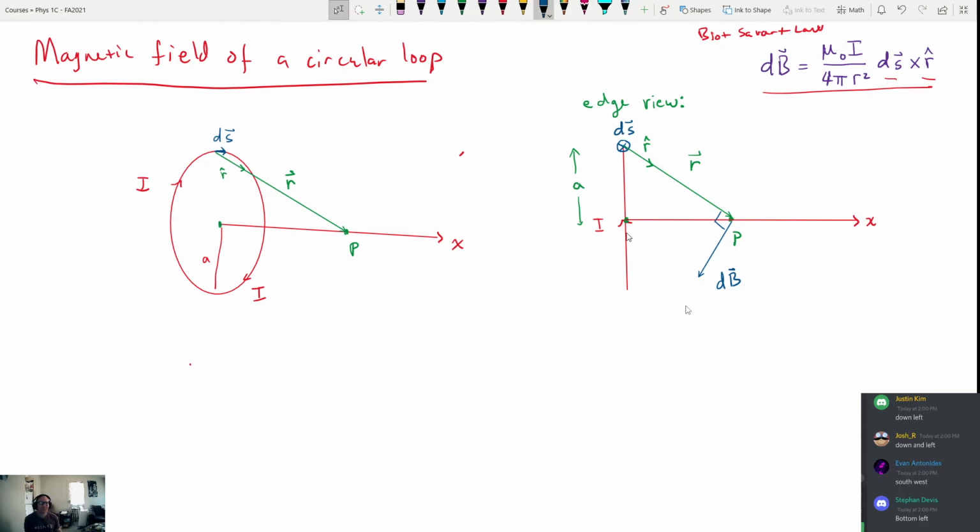Now we could also come to the exact opposite side. Yep. ds cross R, thumb pointing southwest. Exactly. Now we could, likewise, have come to the bottom down here, right? Where our ds vector over here would be pointing in that direction, tangent to the circle. But that's coming out of the page, right?